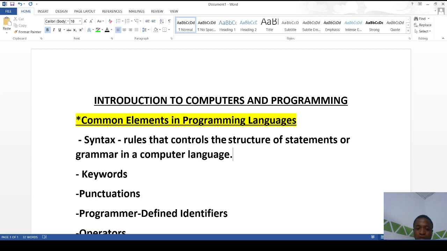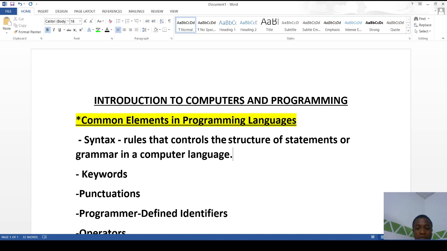Then your parents try to correct you. In IT too, the same thing applies. When we are talking about syntax, we are also talking about the rules that govern our programming language. In computer language, we want to classify computer languages into 2, and we will give more details about it. One is human language, and the second one is machine language.